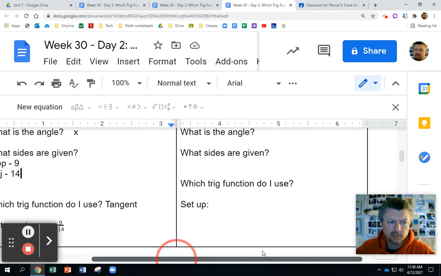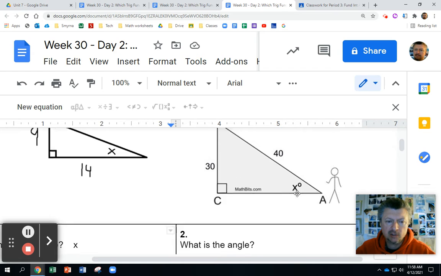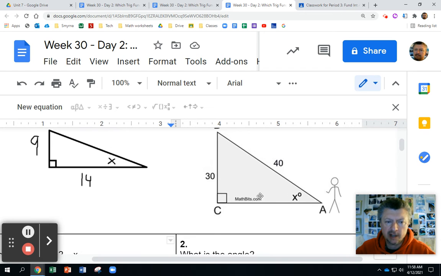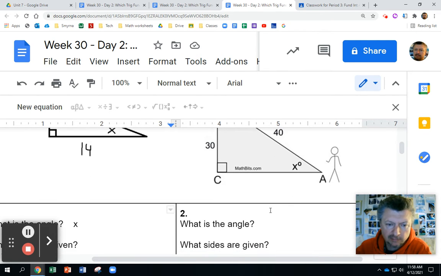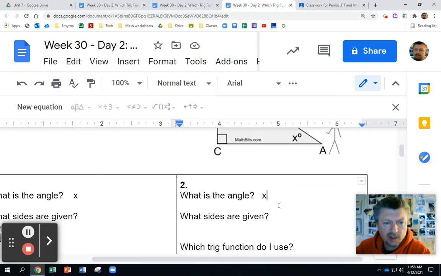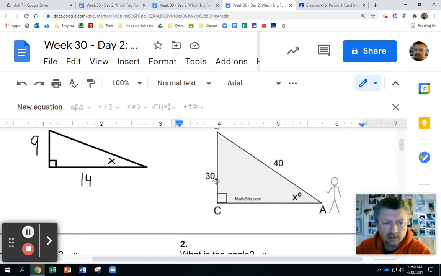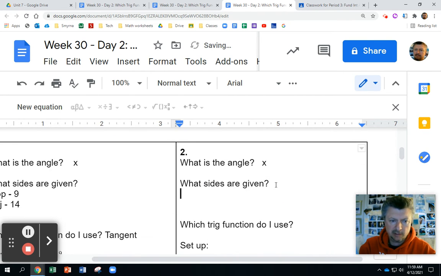All right, let's look at the next one. What's the angle? The angle's x. We know there's a 90-degree angle there, so we're not talking about that. What's the other angle? It's x. That one has a degree marking by it, x degrees, but it's just x. What sides are given? We have 30 and 40. 40 is the hypotenuse. You see how it's across from the right angle? So I'm going to write down HYP for hypotenuse is 40.